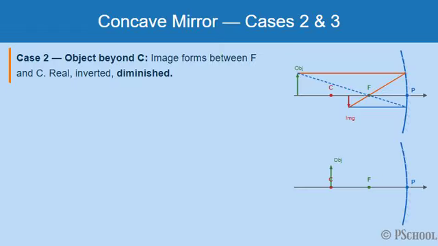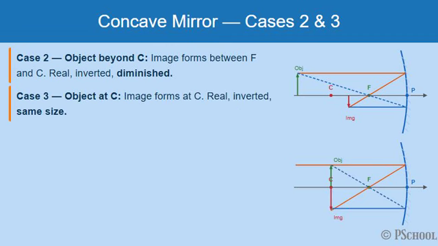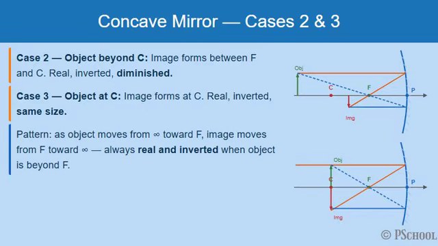Now case 3, object placed at the center of curvature C. Ray 1 is again drawn parallel to the axis, and reflects and passes through F. Ray 2 passes through F and reflects back parallel to the axis. Both rays meet at C on the other side. The image is real, inverted, and the same size as the object. Pattern: as the object moves from infinity toward F, the image moves from F outward, always real and inverted when the object is beyond F.